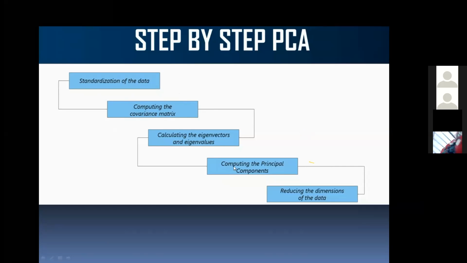Next, you have to compute the principal components from the eigenvalue and eigenvector. We have to identify the potential vectors. For example, if you have 10 data, just a minute guys.